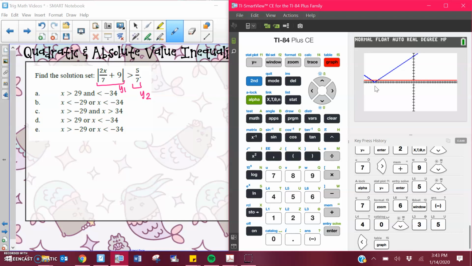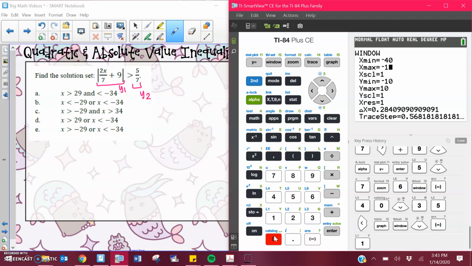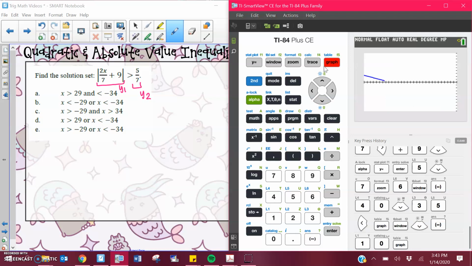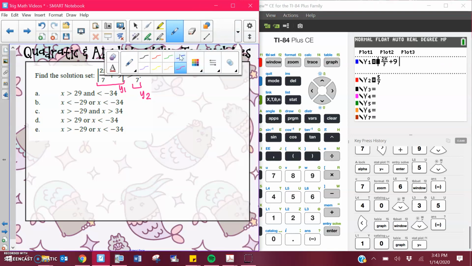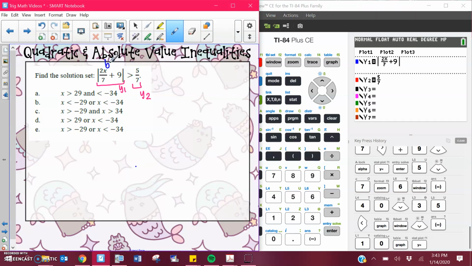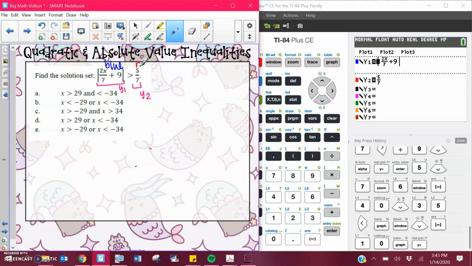You want to find your intersection point. If you want to change your window back to a little bit smaller, it looked like they were all negative, so maybe we make that like negative 10, just to see it. You could have used that other window though. That's fine. So right here, because I'm looking at this inequality where I want this side, y1, to be greater than this side, y2, I look back at my y equals. My y1 was blue, and I have a blue pen. So my y1 was the blue one, and my y2 was the red one.